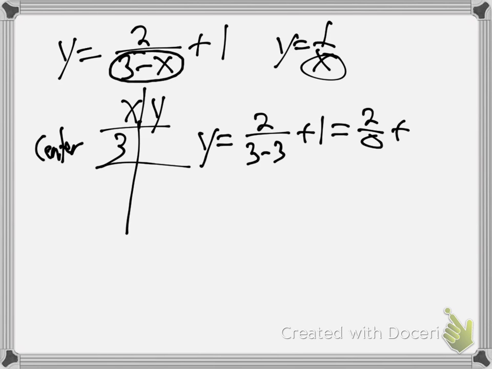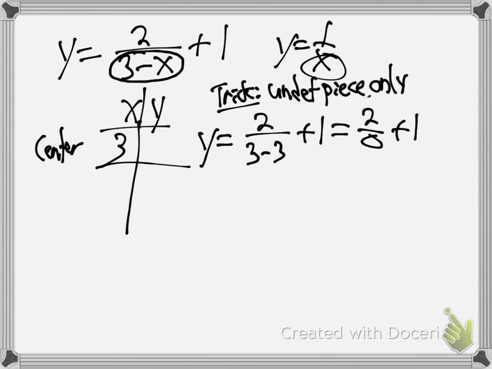And we get 2 over 0, plus 1, right? Now that's undefined. We can't do that. But remember my little trick. You might think I'm saying something I'm not saying, so let me write it so it's extra clear. The trick is: undefined piece only. Just him, not the plus 1. Pretend that it's 0, because that'll help you find the asymptote.